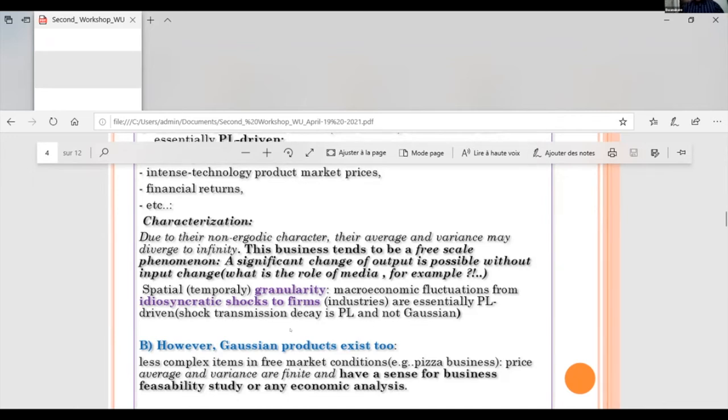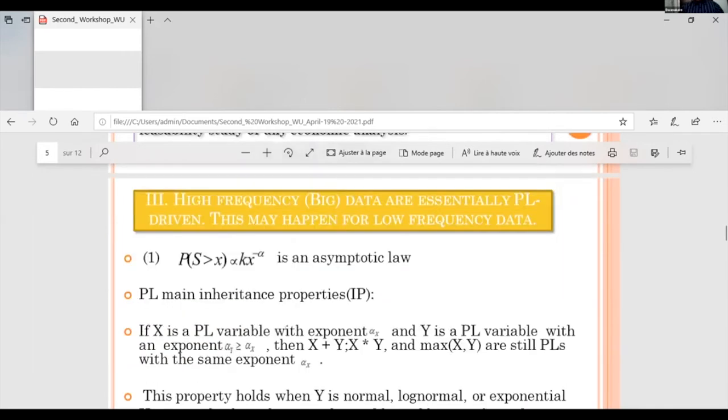Then, okay. I talked about power law distribution. Here I want to show very succinctly what a power law distribution looks like, at least from a formal point of view. The probability of S higher than X tends to follow a power function, k multiplied by X to the minus alpha. S may be the size, meaning that the probability of the upper size of a series tends to have a power law distribution.